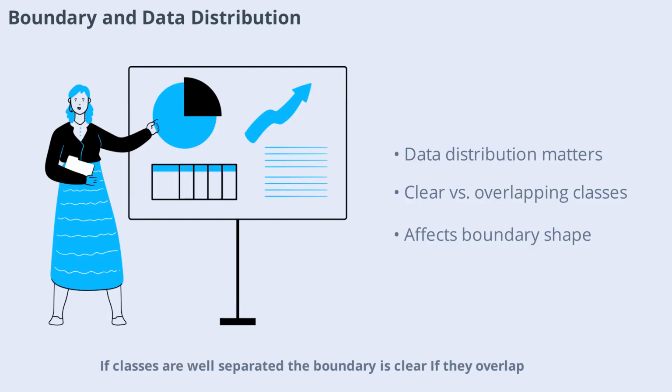If classes are well separated, the boundary is clear. If they overlap, the boundary becomes less certain. Understanding your data's distribution is key to interpreting decision boundaries.